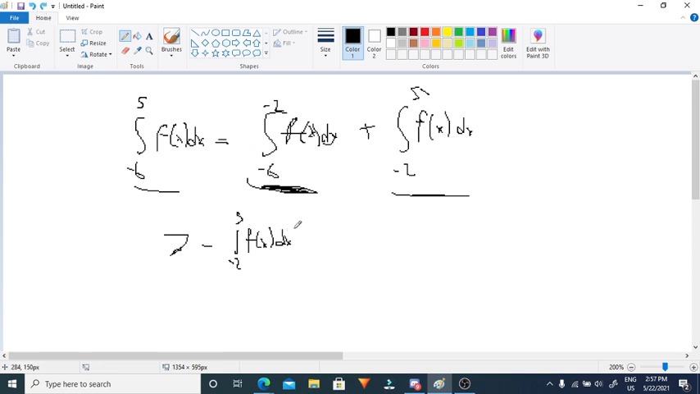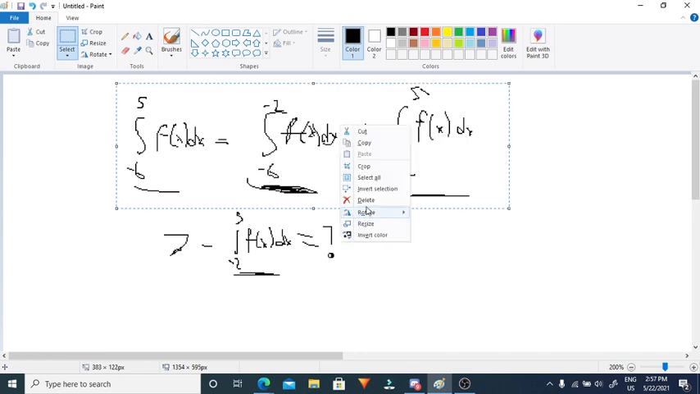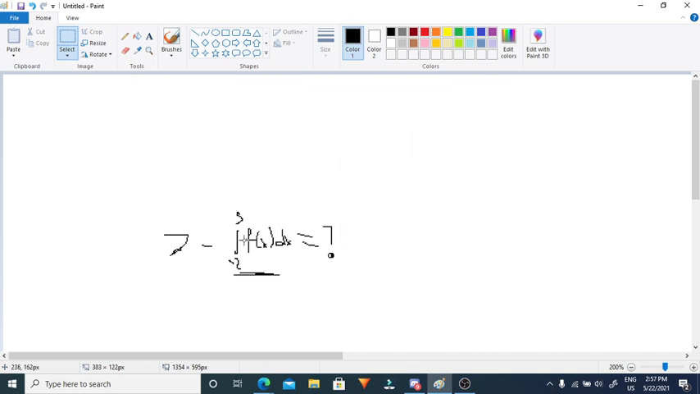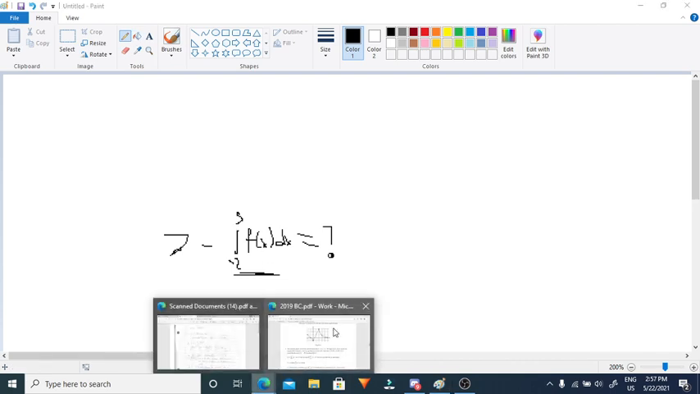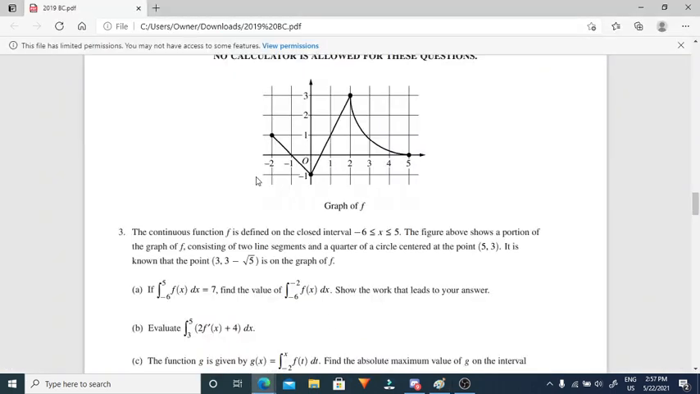This is the answer we're looking for. Right? So in order to do that, all we have to do is find out what this equals. And I'm going to keep this bottom work so that we keep this in mind. We just have to find this integral from -2 to 5.